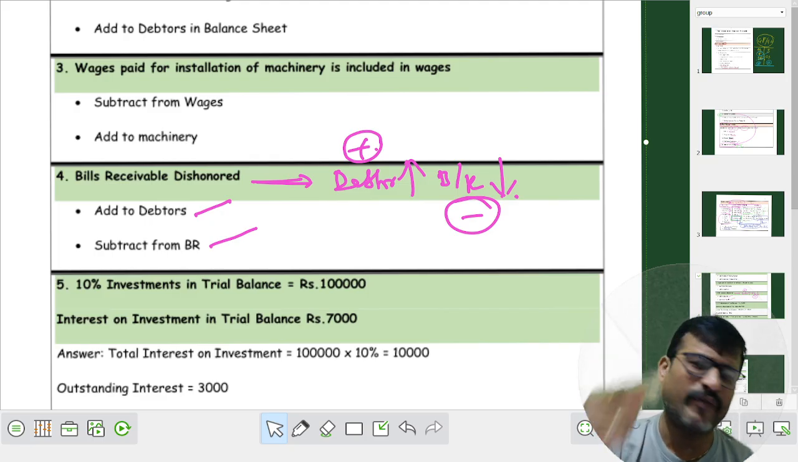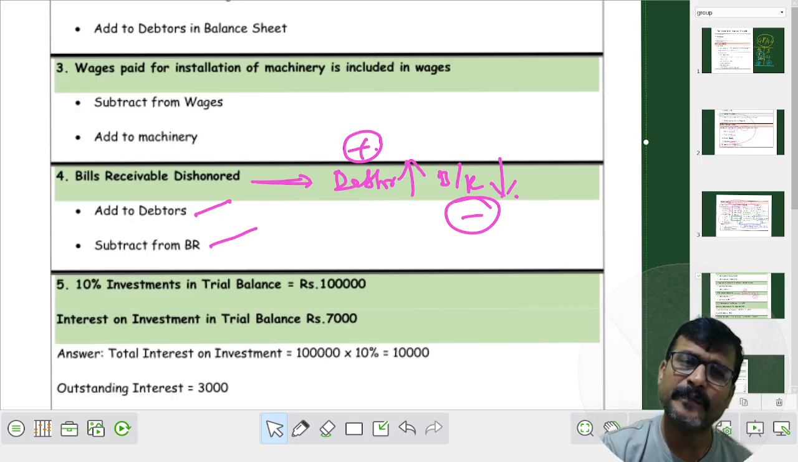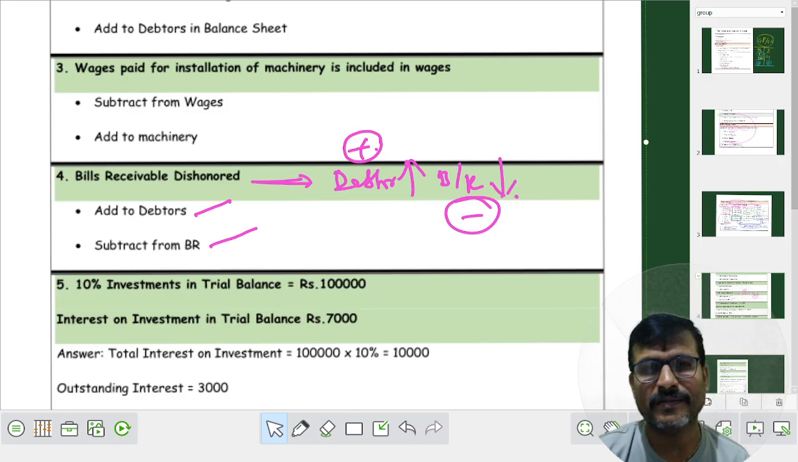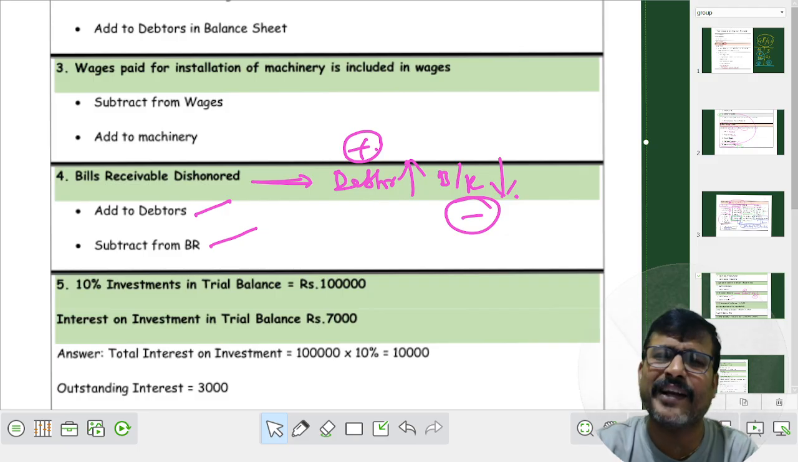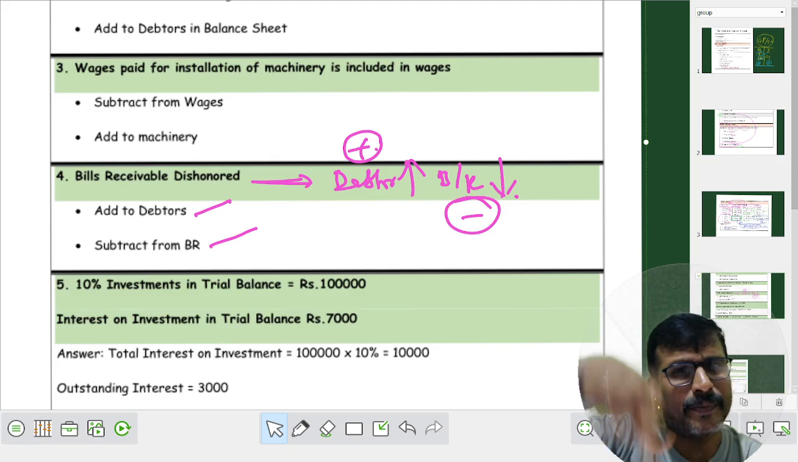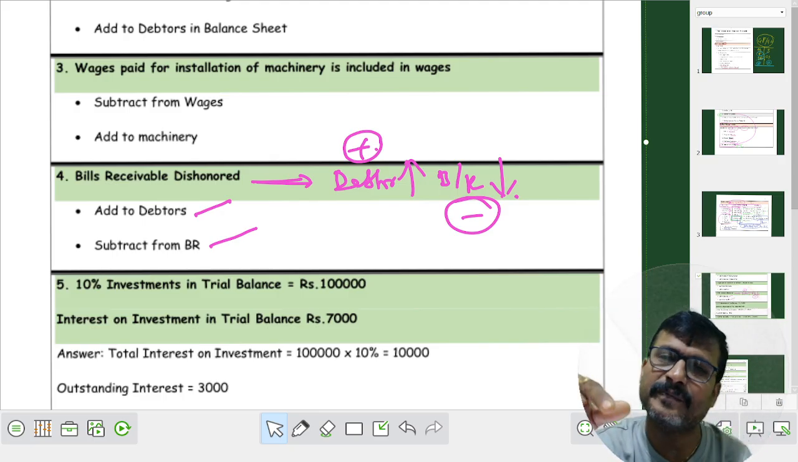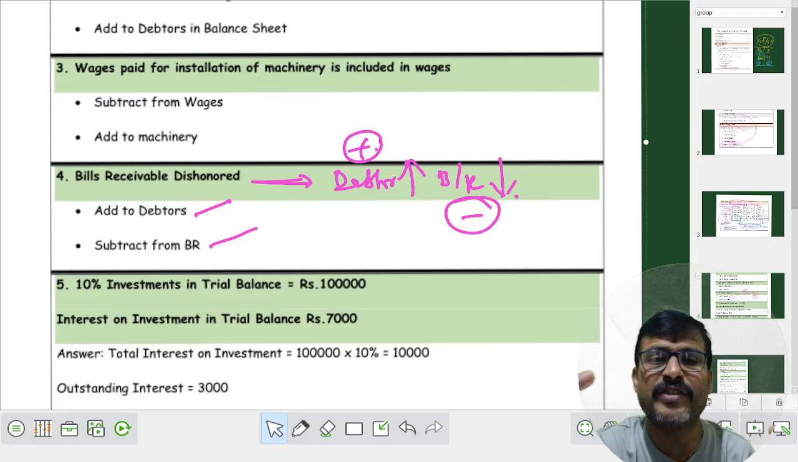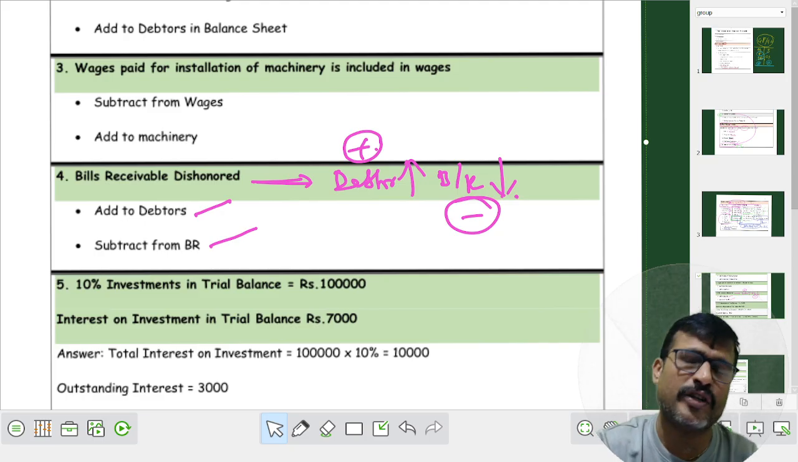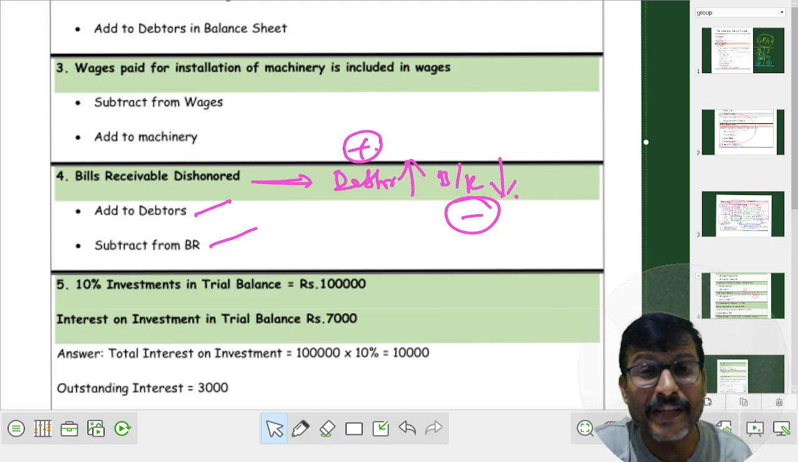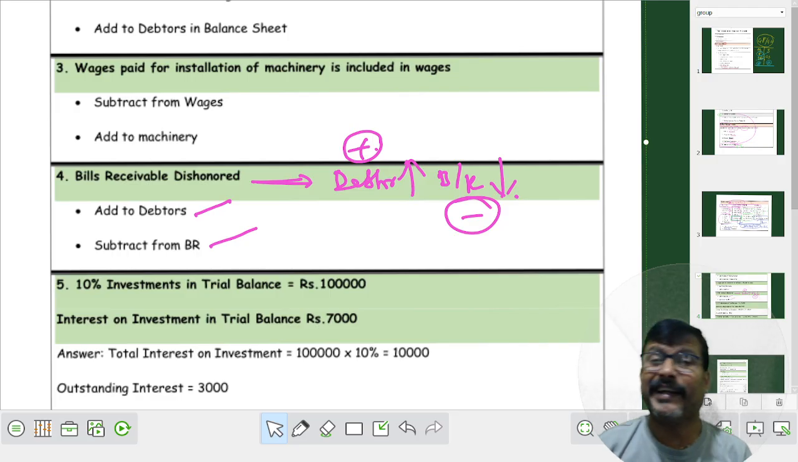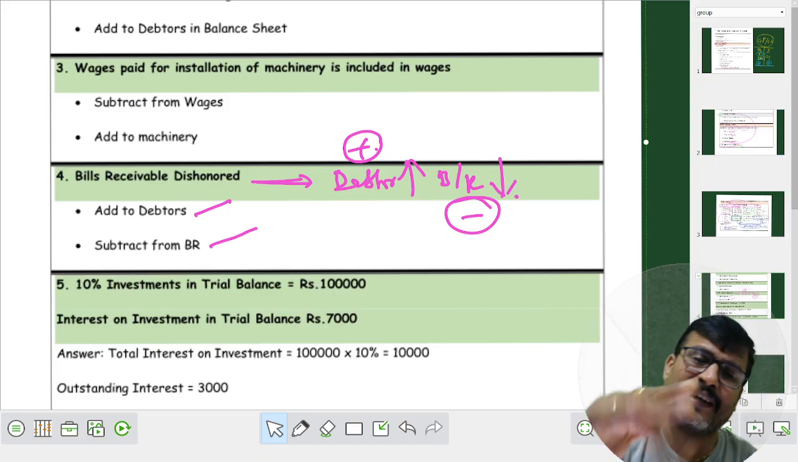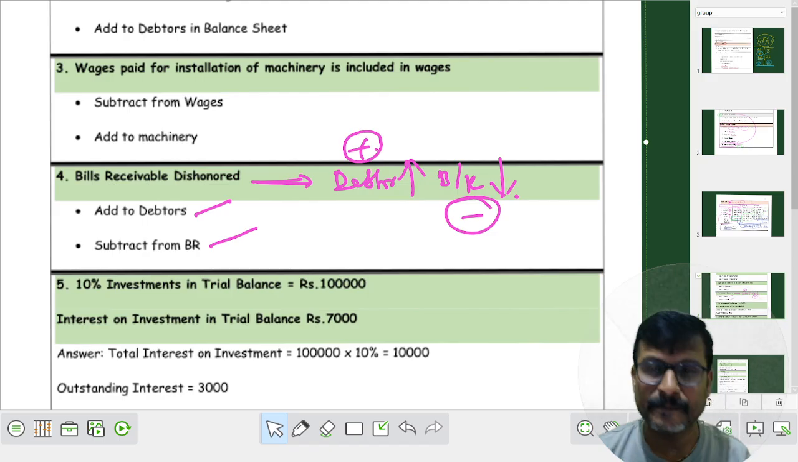For example, if I ask how to treat unrecorded sales? Increase the sales, increase the debtor. What happens for unrecorded purchases? Increase the purchases, increase the creditor. What happens when the wages are included regarding installation of machinery? Please remember, here a wrong amount is recorded in wages, but correct is what? It is to be entered in machinery. Now how to rectify? Increase the machinery, decrease the wages.